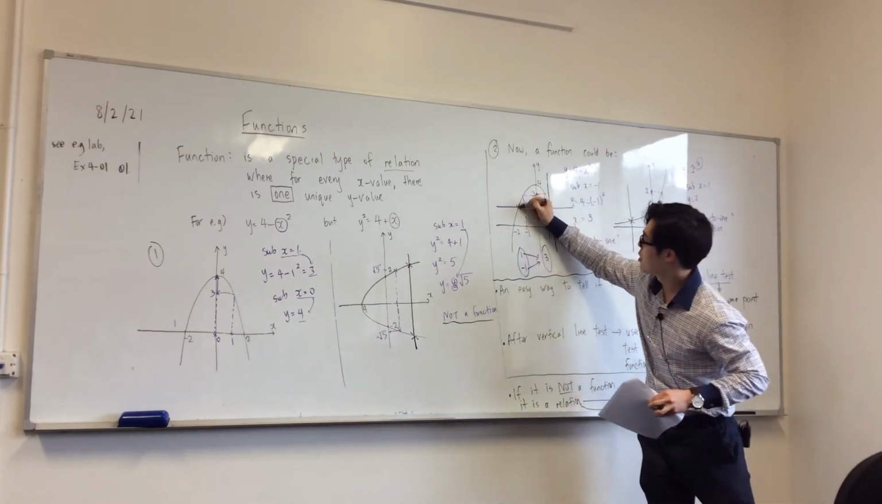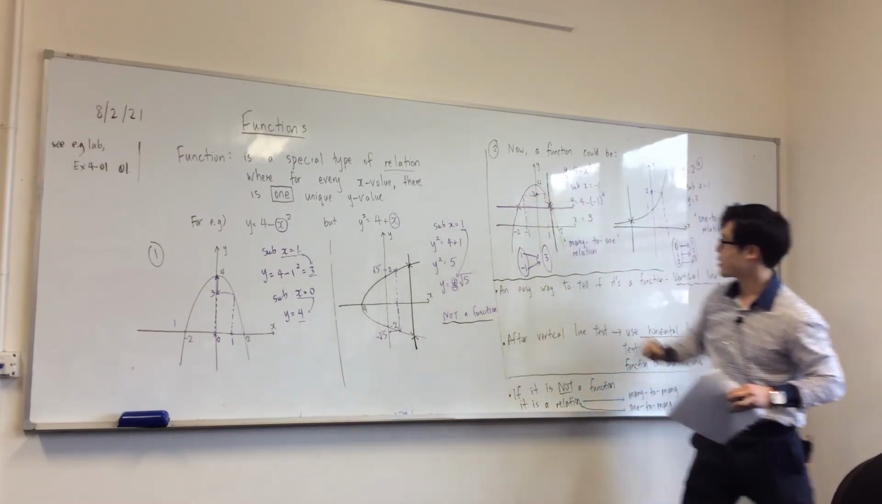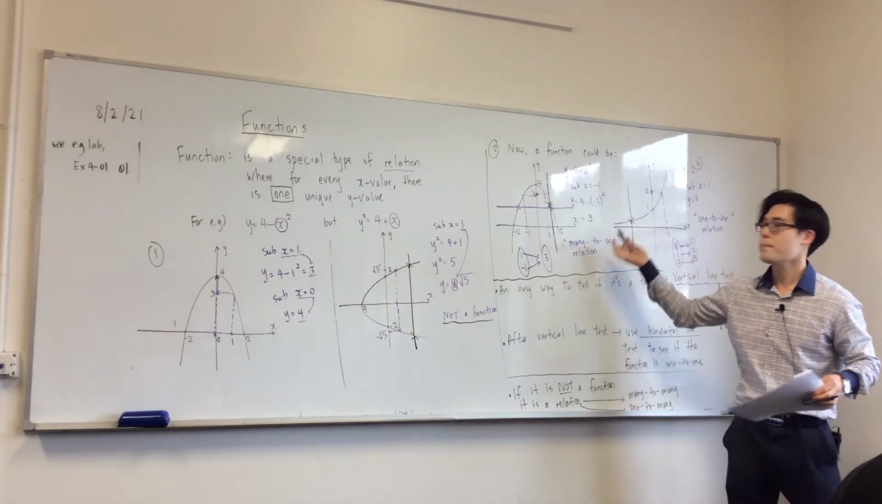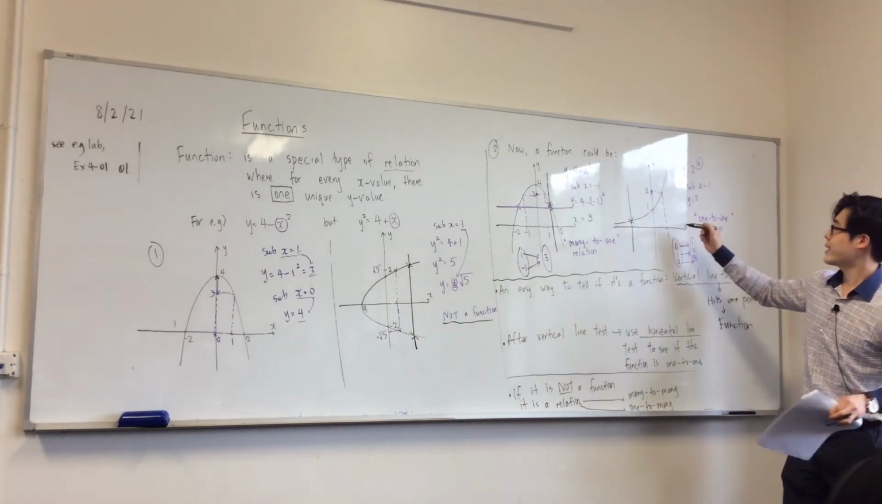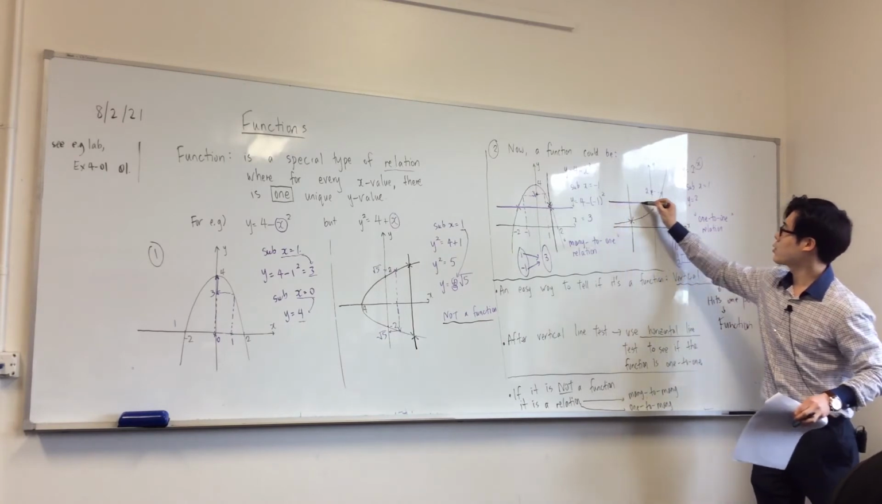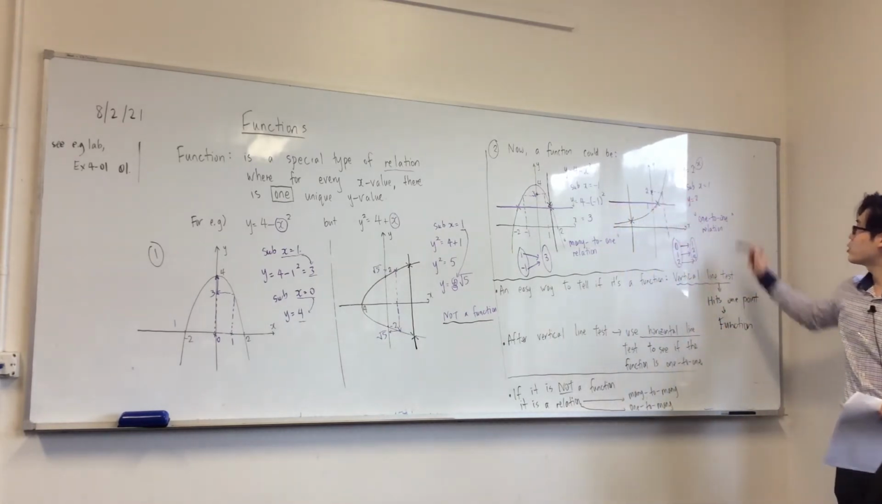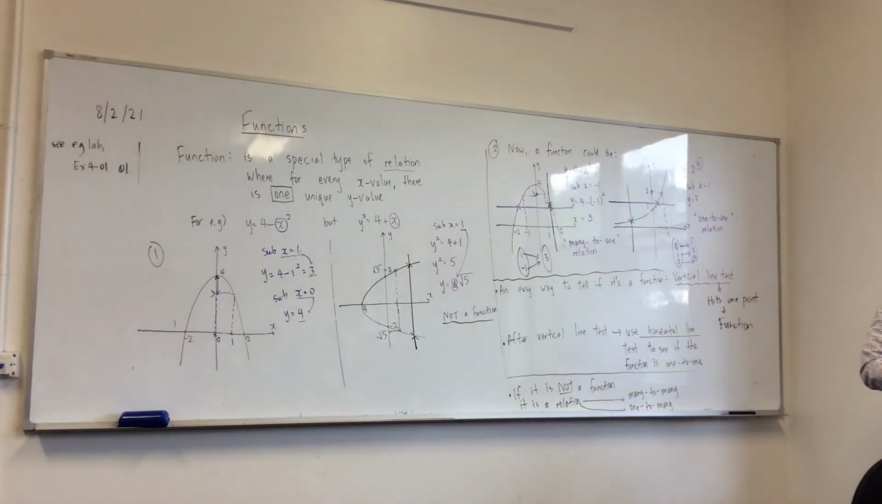If it hits more than once, as you can see, it's a many-to-one relation. Yeah, hits more than once, many. That makes sense. Whereas here, if you draw a horizontal line on the graph, it hits once, so that's a one-to-one relation. Does that make sense?